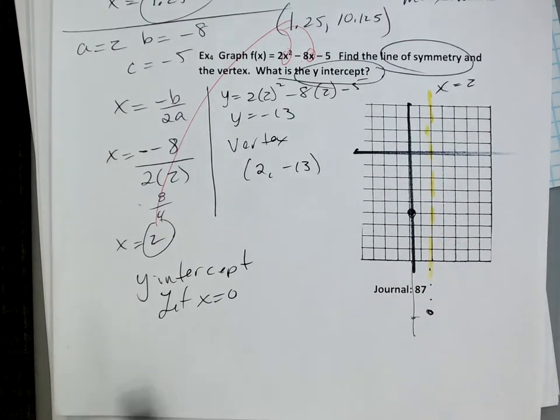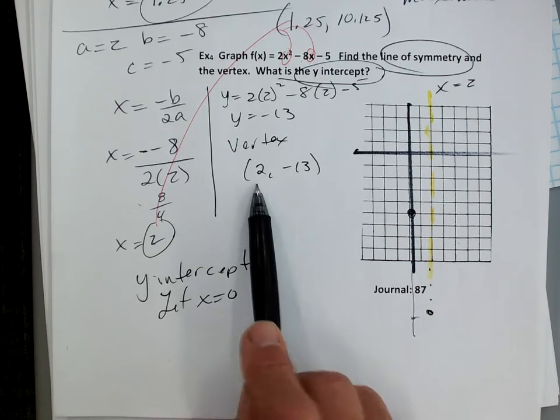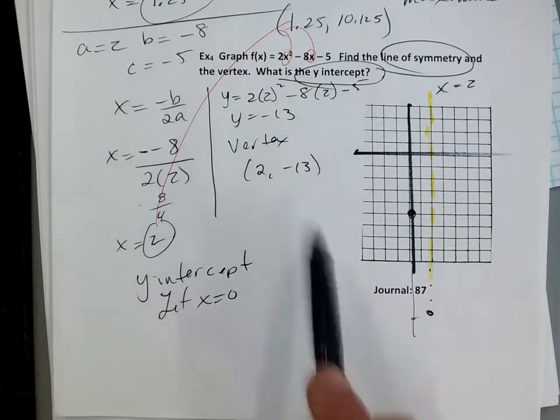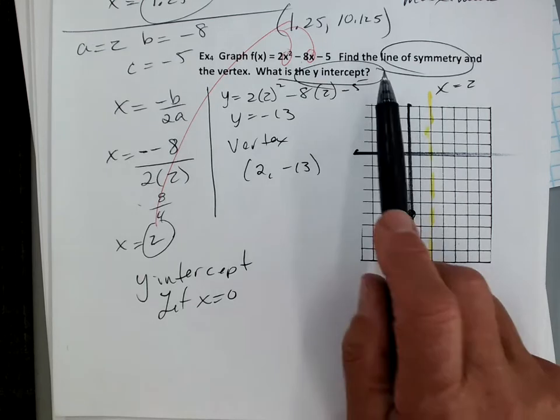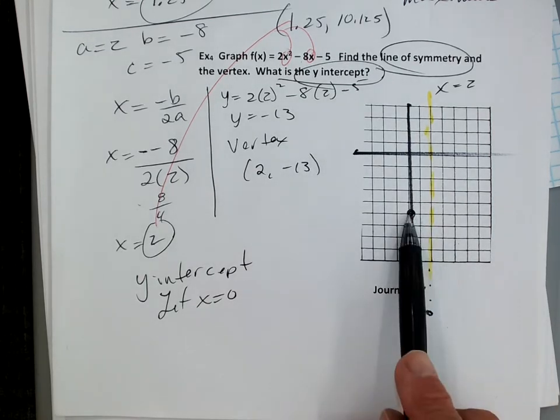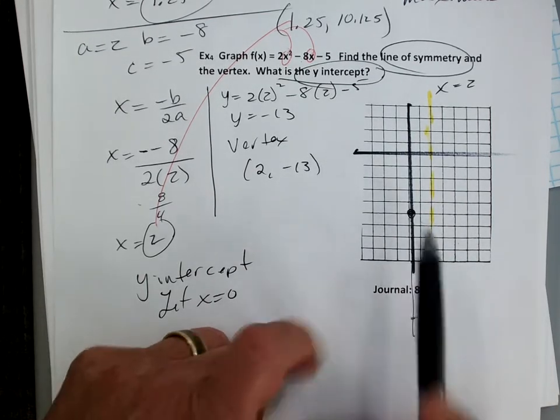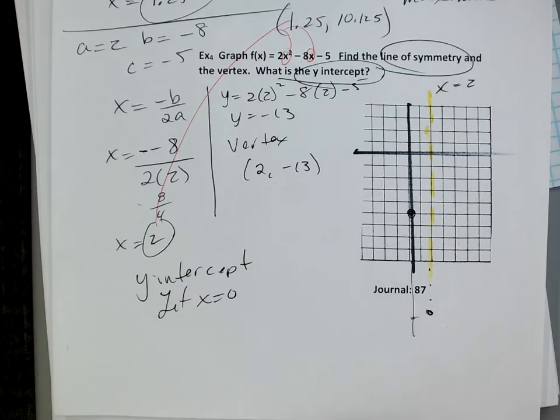Okay, you with me, right? So far I got my vertex 2, negative 13. I got that from the math up here. The y-intercept is easy. That's just the negative 5. That's right there. Now the second thing, because we have a line of symmetry. Watch. Everybody watching?